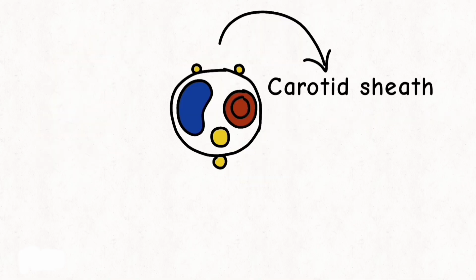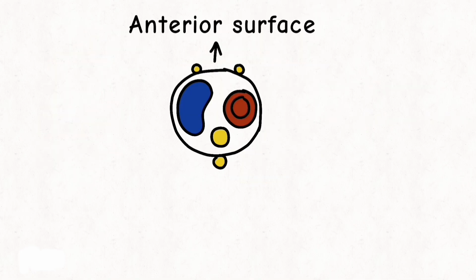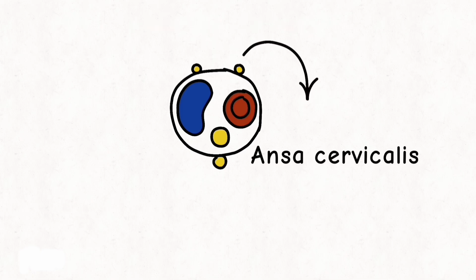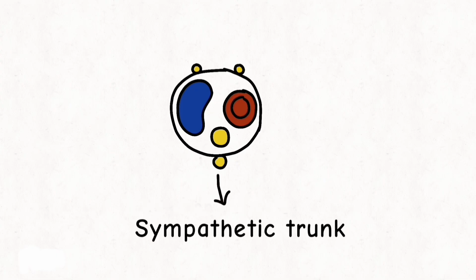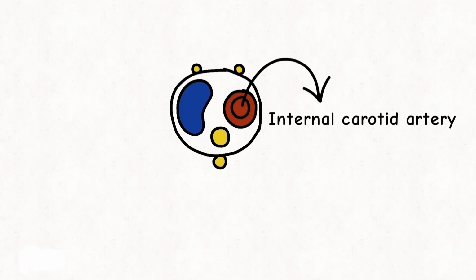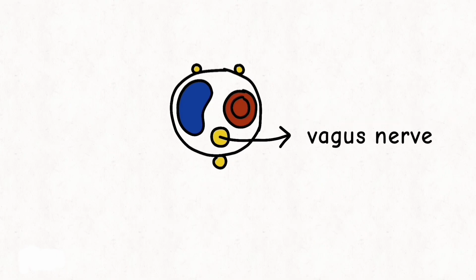As you can see, this is the carotid sheath. This is the anterior side, and anteriorly there is the ansa cervicalis. Ansa cervicalis is a loop of nerves and it innervates the infrahyoid muscles. Posterior in the carotid sheath there is the sympathetic trunk. Sympathetic trunk helps in fight or flight conditions. Vagus nerve, as you already studied, also runs in the carotid sheath posterior to the internal jugular vein and internal carotid artery.